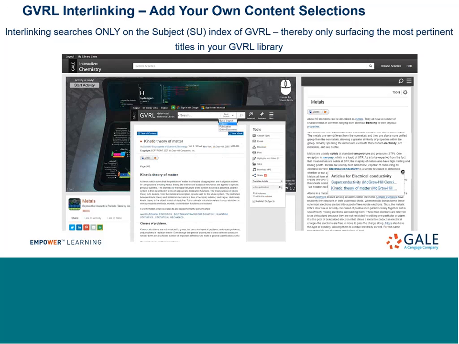So when searching on something like iron, you're not going to get, let's say, a story on Iron Man, which may be in a fictional book that you may have in your GVRL library. It sticks selectively within health and chemistry content.